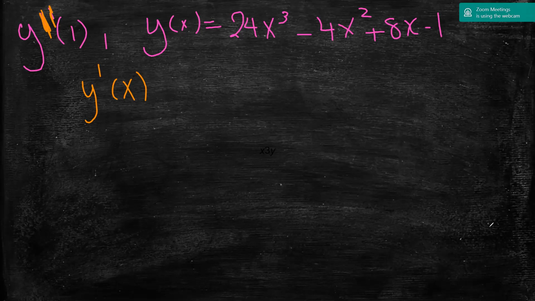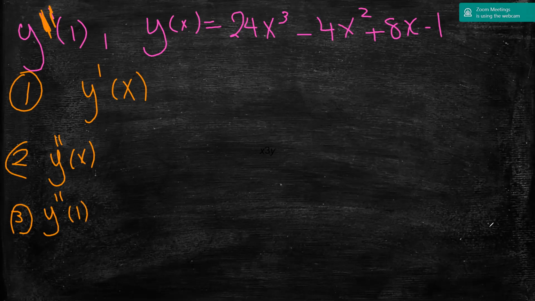Here the question is to find the second derivative, y double prime of 1. So here you have to do 3 steps. The first step, you have to find y prime of x. The second step, you have to find y double prime of x. And the third step, you have to find y double prime of 1. The first step, let's find now y prime of x.